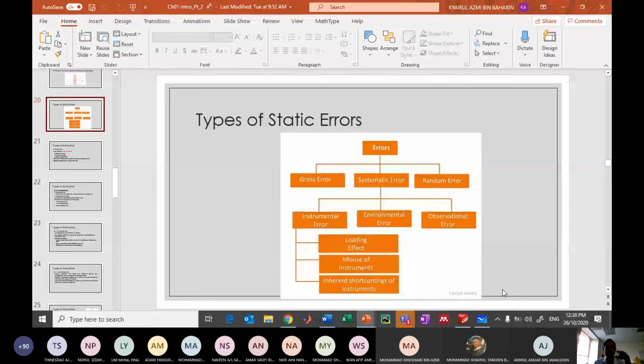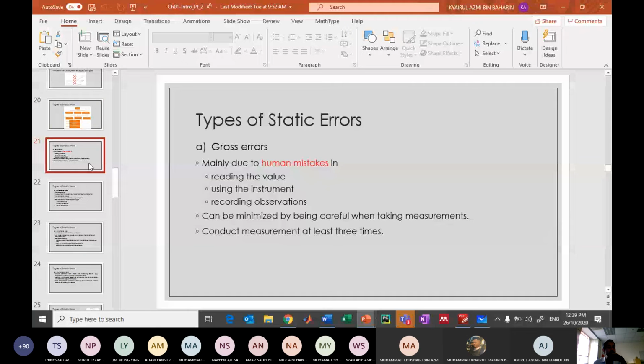Okay, so kita recap balik what we studied last week. There are 3 types of error: gross error, systematic error, and random error. Apa dia? So gross error are mainly due to human mistakes, such as reading the value, salah baca value, using the instrument, salah, maknanya salah manusia tu sendiri, and recording observation. Masa dia salin nilai tu salah. Itu maksud dia. Okay, can be minimized by being careful when taking measurement.